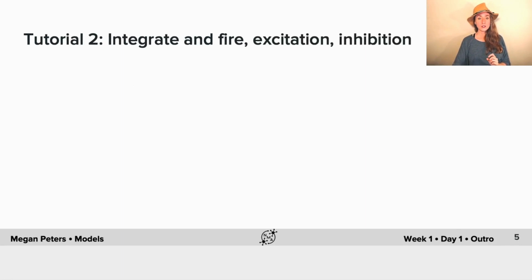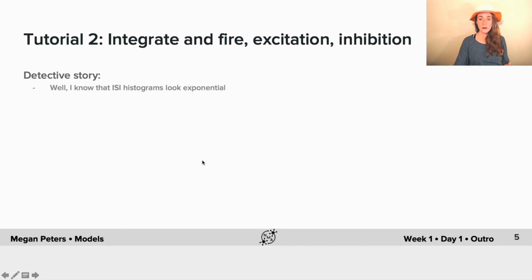Okay, so the next model that we talked about today was a how model, or a mechanistic model. And so in this one, we examined how different details of the balance of excitation and inhibition make the simulated neural system behave like the real neuron. So wearing our how scientist hats, here's the detective story that we kind of told today. So we first thought about how interspike interval distributions look exponential. That's what we found previously.